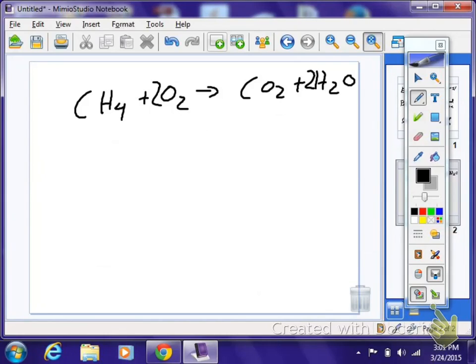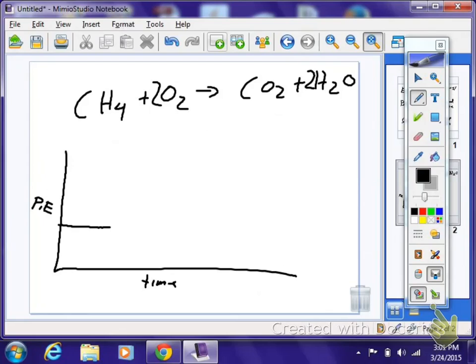Right? If you remember, we did an energy diagram where we had potential energy here, and then down here we had time, and we started out on a level, then it went up, and then it came back down. And this is called a potential energy diagram. Okay? So, this is a potential energy diagram.